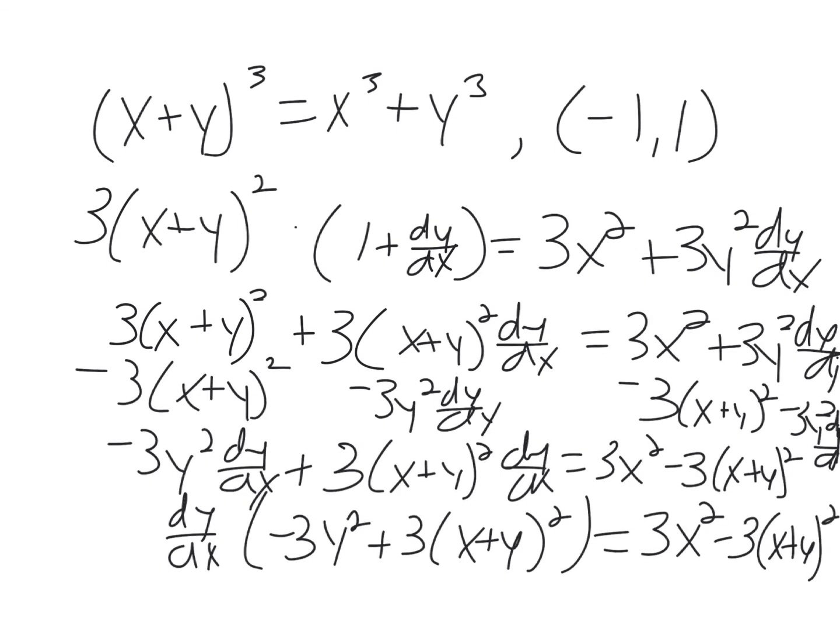So you're just going to take this whole thing right here and divide it by this. Okay? And then you can plug in negative 1 and 1 everywhere you see x and y. When you do that, just plug in negative 1 and 1 and solve. It will come out to be negative 1.